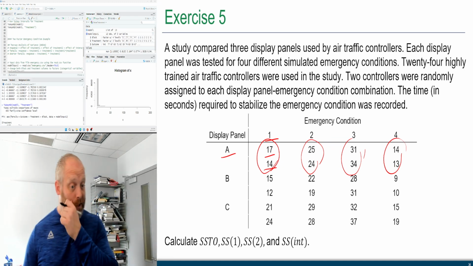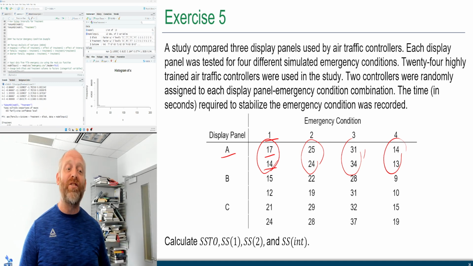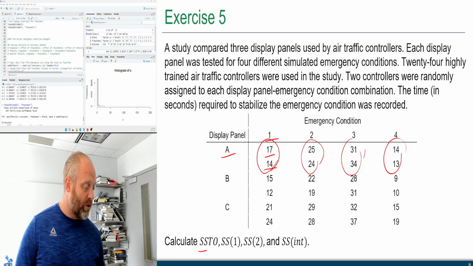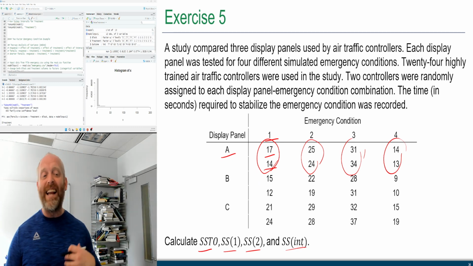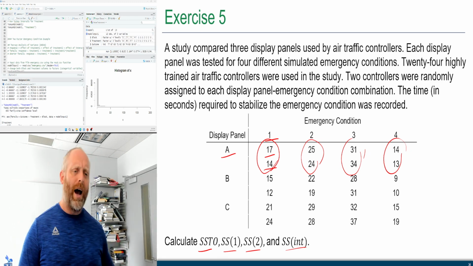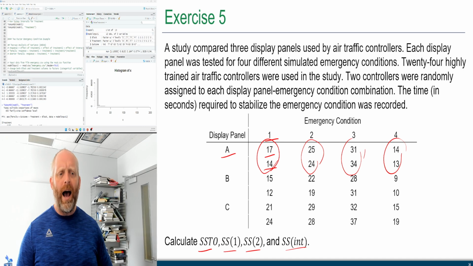Now, if you really wanted to do this, and you're welcome to give this a try, and you'll see how much of a pain this actually is, calculate the sum of squares total, my SSTO, SS1, SS2, and SSInt, and then of course you can calculate SSE by just rearranging. So I'm saying do these by hand just to kind of get an idea of the formulas, to see in general what is actually happening here.